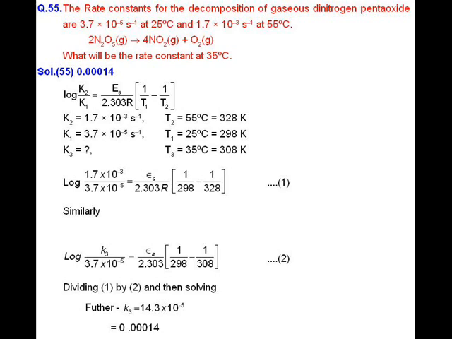Similarly we will apply this same equation for the temperatures 25 degrees Celsius and 35 degrees Celsius. Now dividing both the equations, we will remove the unknown term activation energy, and the only unknown quantity remaining will be K3. So further solving we can get K3 as 14.3 into 10 raised to the power minus 5.